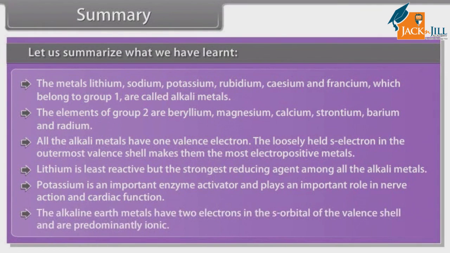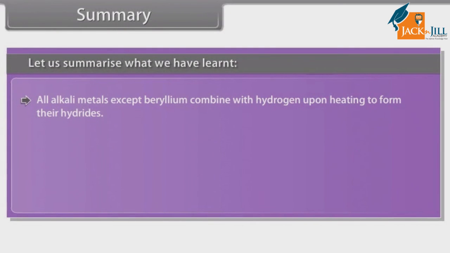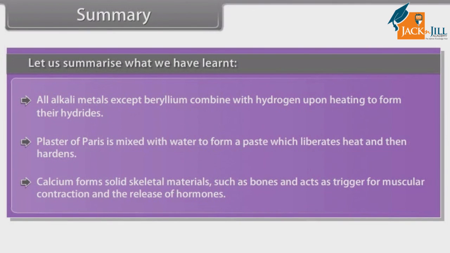The alkaline earth metals have 2 electrons in the s orbital of the valence shell and are predominantly ionic. All alkaline earth metals except beryllium combine with hydrogen upon heating to form their hydrides. Plaster of Paris is mixed with water to form a paste which liberates heat and then hardens. Calcium forms solid skeletal material such as bones and acts as trigger for muscular contraction and the release of hormones.